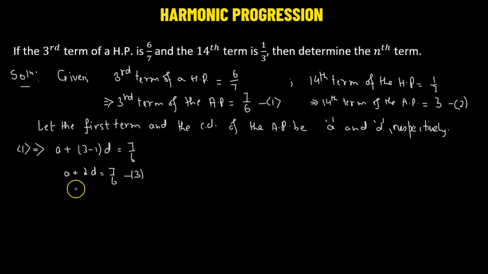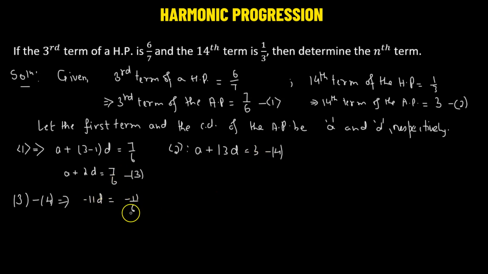And then we can specify equation number 2 as A plus 13D, that's the 14th term of the arithmetic progression, equals 3. Let this be equation number 4. We'll take equation number 3 and subtract equation number 4. A minus A cancels out, 2D minus 13D is negative 11D, equal to 7/6 minus 3, which is negative 11/6. So the D value comes out to be 1/6.